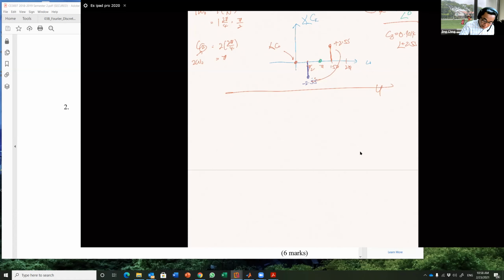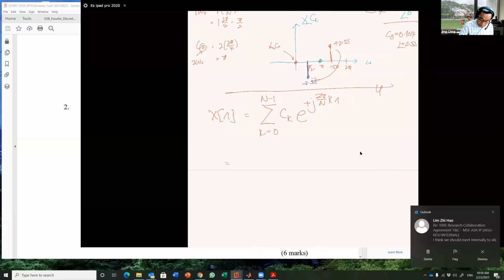So what is Xn? Fourier says, if you have already found all the CKs, all you simply need to do is summation of CK, k equals 0 to n minus 1, e plus j 2 pi over n kn. Now, what is CK? What are we going to do?